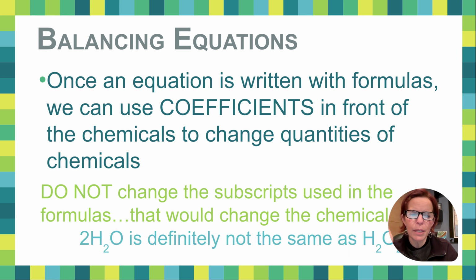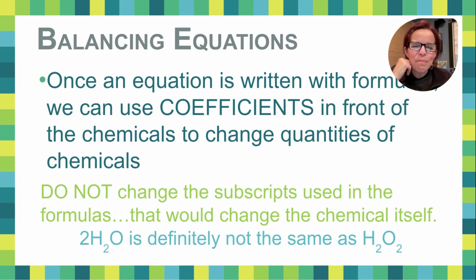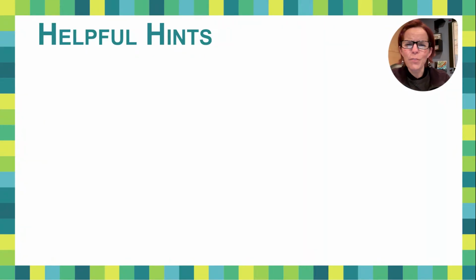So it says here, get my picture out of the way again. H2O is definitely not the same as H2O2. And so you're never allowed to mess with subscripts. So H2O is water, H2O2 is hydrogen peroxide. Okay, so here's some hints for balancing equations. Right now, they're going to go over your head because you've never balanced an equation, but these are tips that later on might be meaningful to you.